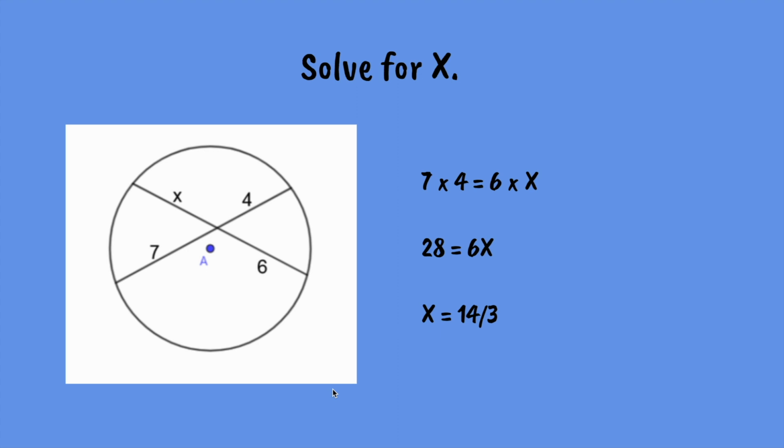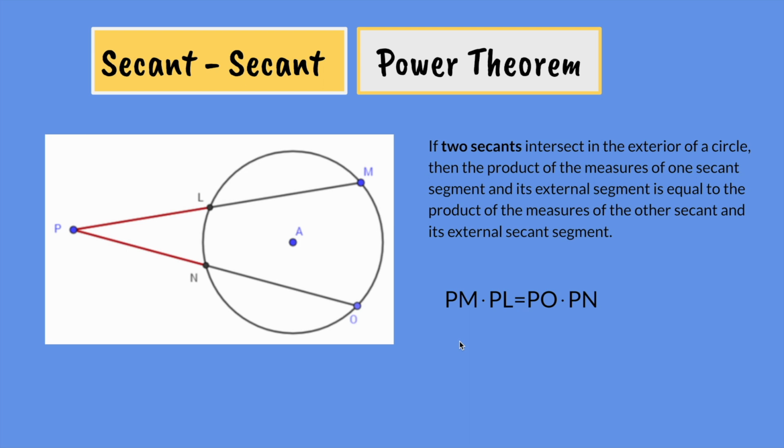So let's solve this problem. We see two chords intersecting at a point in a given circle. So we can now use the formula: 7 multiply 4 equals 6 multiply x. And then x will be 14 divided by 3. So let's move on. The second one is the secant-secant power theorem.